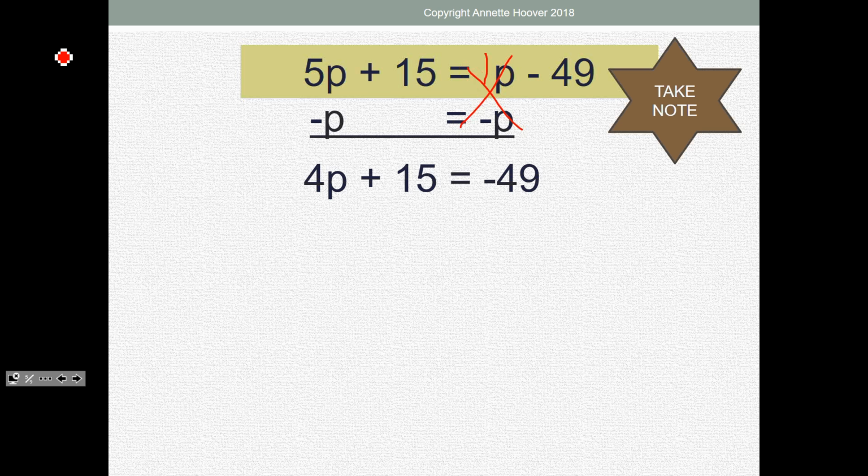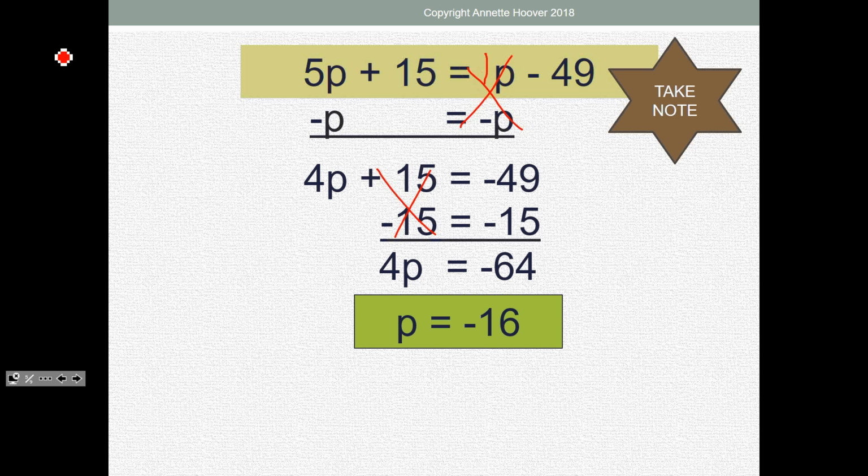We have a two-step equation. Locate the variable, move what's not attached to it first. So we're going to do a negative 15 on both sides of the equation. When we do that, the 15 and the negative 15 cancel out. They're gone. Goodbye. On the right side, we have two negatives, same signs, add and keep. So that would be a negative 64. Now we simply divide both sides by 4, and you get a negative 16.